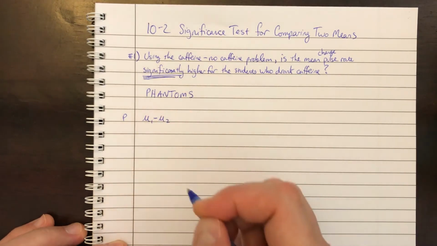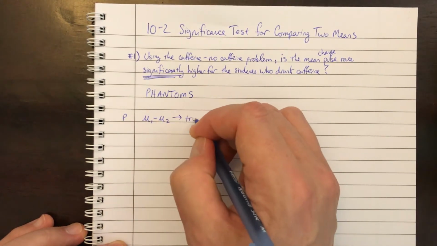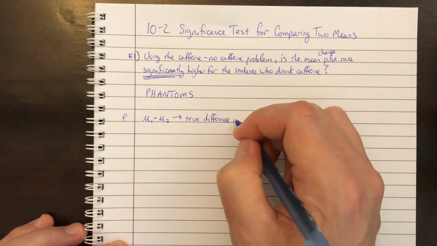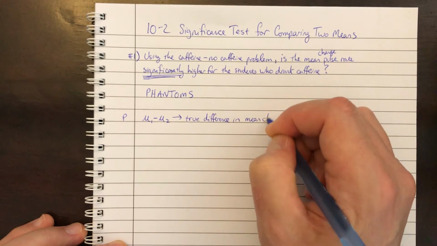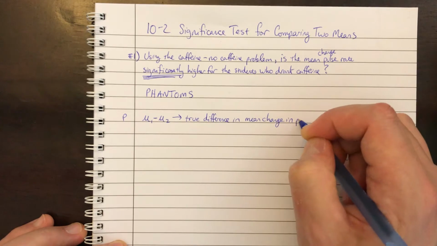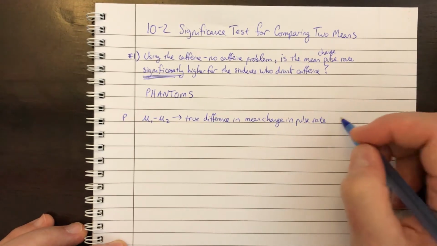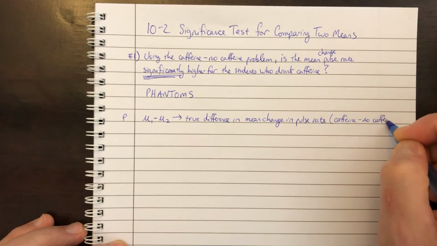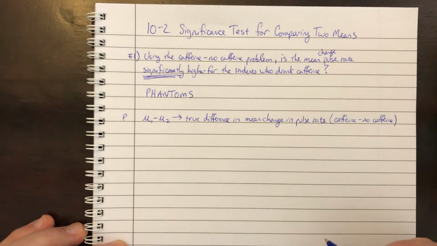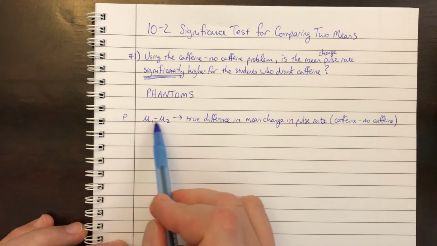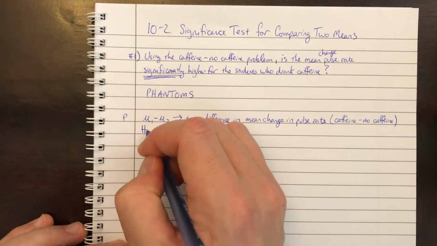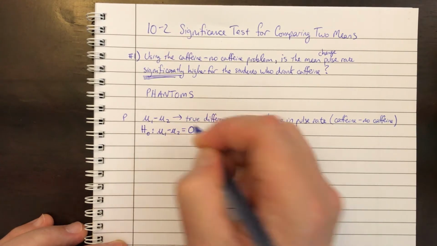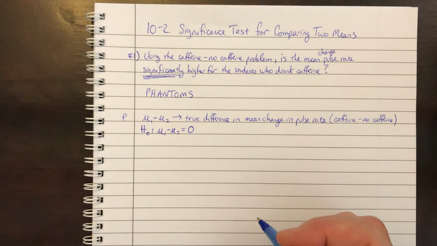So the parameter is going to be mean 1 minus mean 2, the true difference in mean change in pulse rate. And we're doing caffeine minus no caffeine. So the true difference in mean change in pulse rates. So this is for caffeine, this is no caffeine. Our null hypothesis is that there is no change, that the difference of those true mean changes is 0.